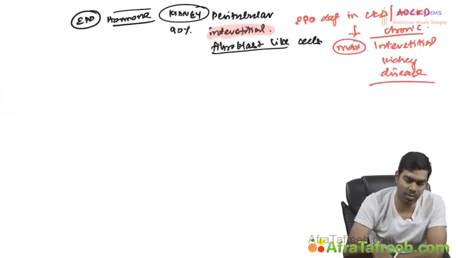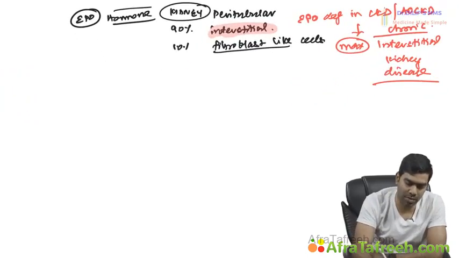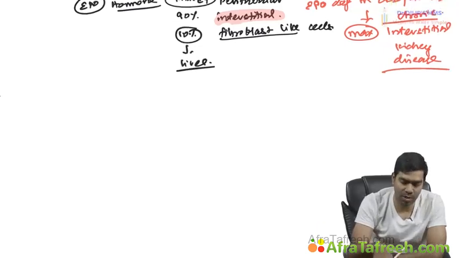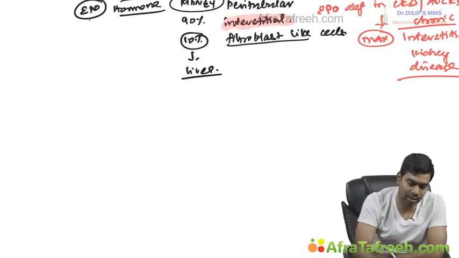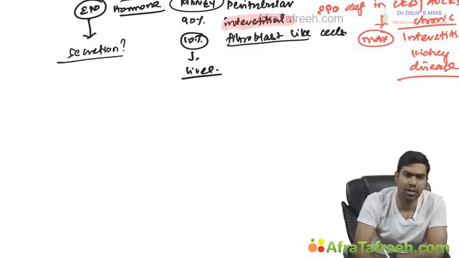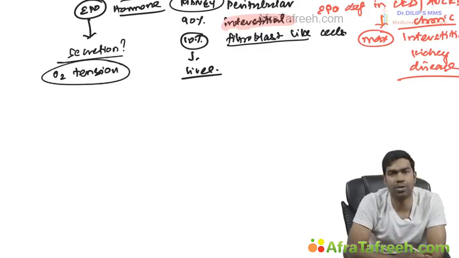So all these are very important points. Where does the remaining 10% come from? The remaining 10% may come from the liver. So what is the most important determinant of erythropoietin secretion? It is the oxygen tension that is seen in the blood and the tissues.